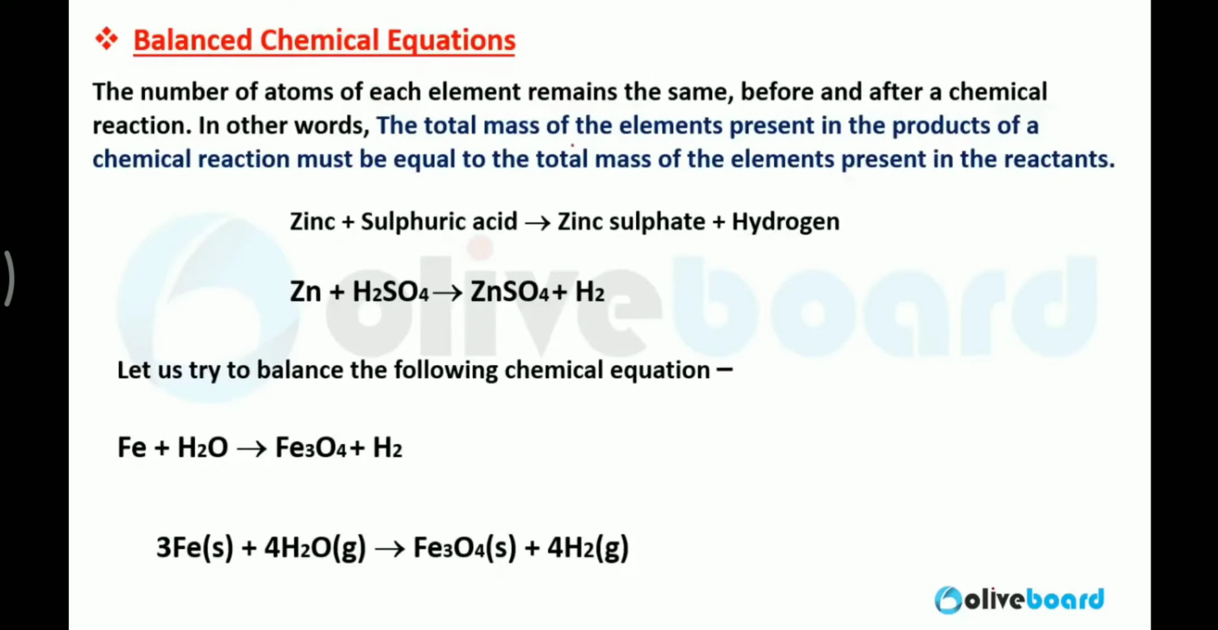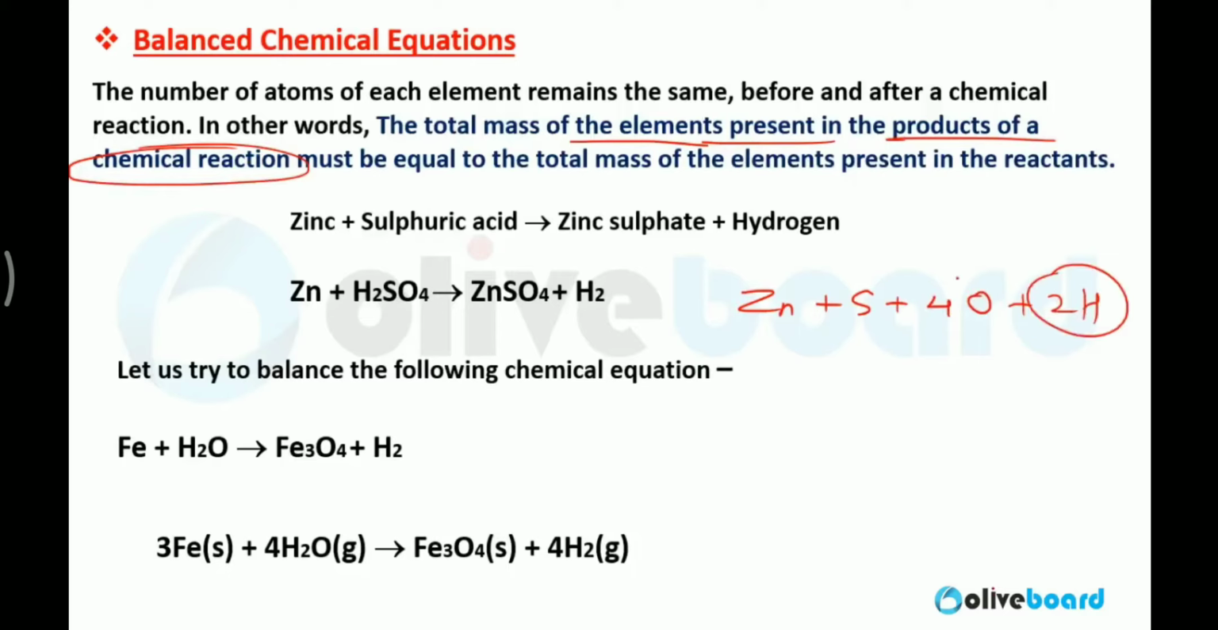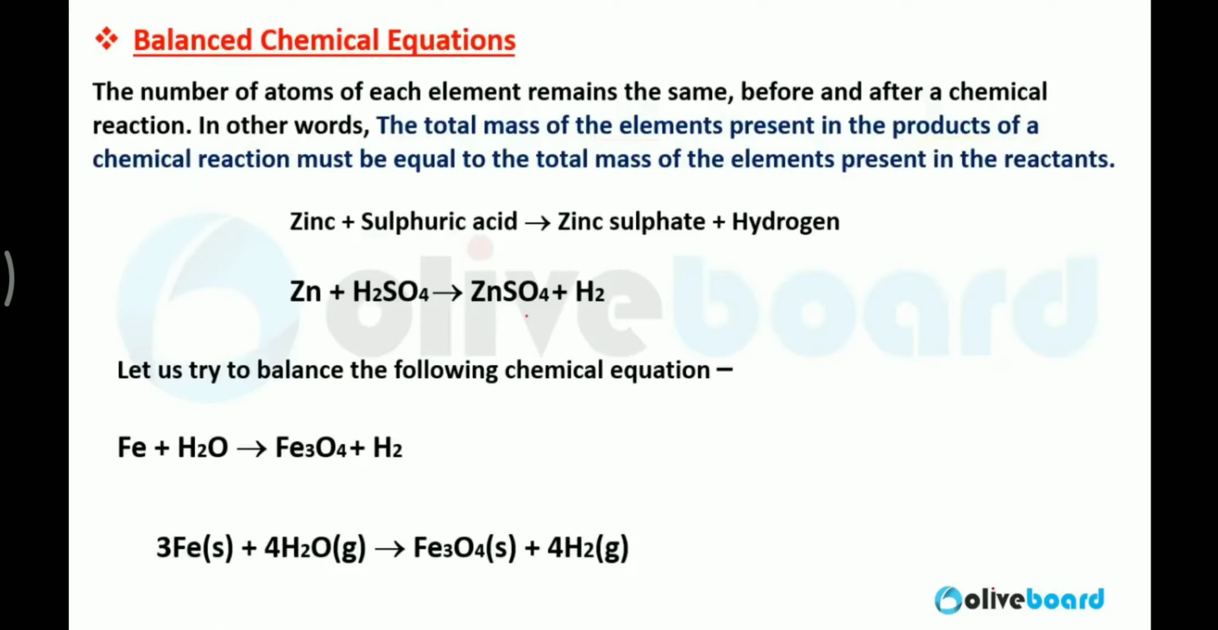In another word, the total mass of elements present in the product of a chemical reaction. Total mass means when you add the mass of the reactants, or when you add the mass of the products, that mass must be equal to the total mass of elements present in the reactants also.